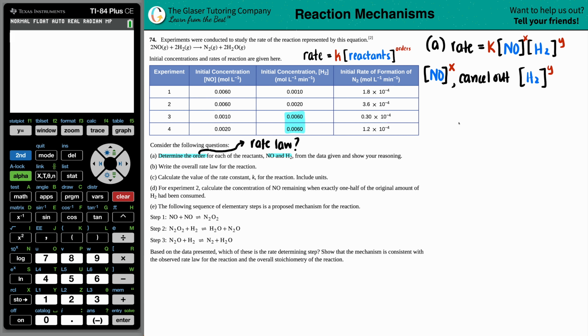But let's make it easy for ourselves. What I like to do is I always like to put the higher rate and divide it by the lower rate. Just works out for math purposes better. So go to your rate column. You have these two rates, right? And which one is higher, which one is lower? Well, seems like this one is the higher one. So I'll do trial, or we'll say experiment, 4 divided by experiment 3.